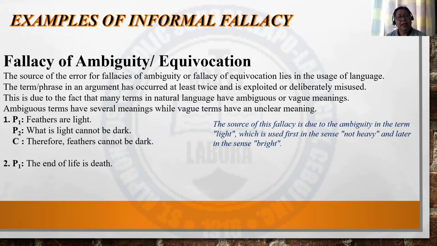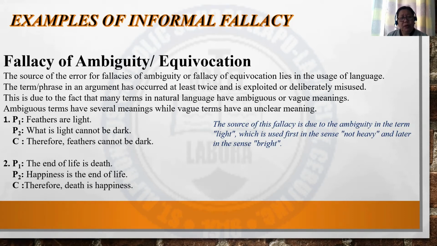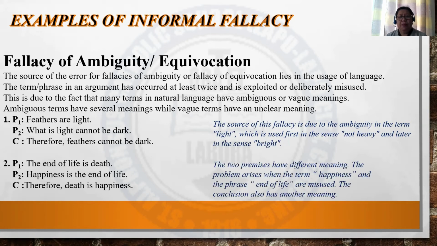Another example. The end of life is death. Happiness is the end of life. And the conclusion, therefore, death is happiness. The two premises have different meanings. The problem arises when the term happiness and the phrase end of life are misused. The conclusion also has another meaning.